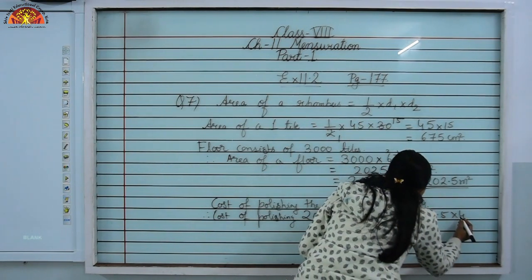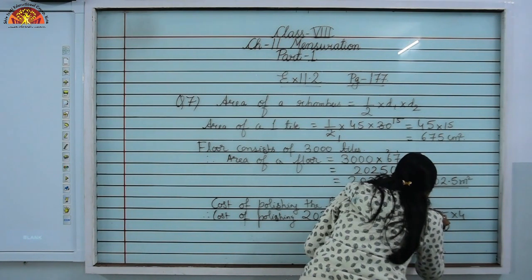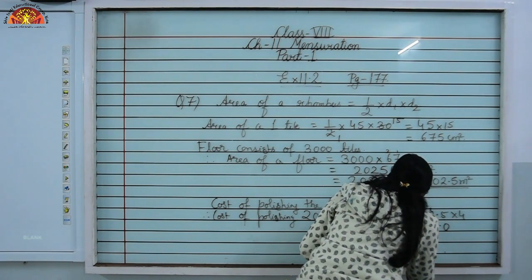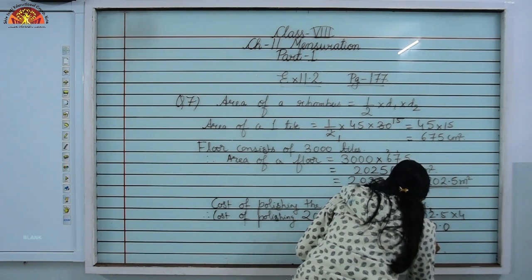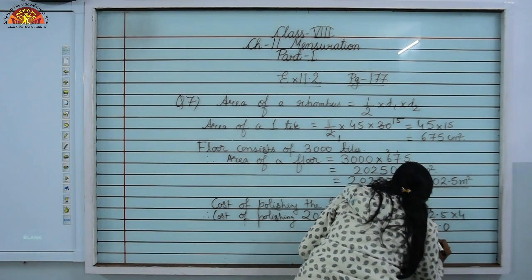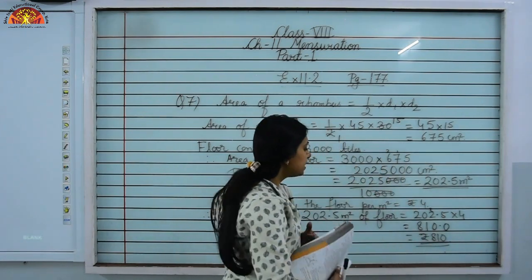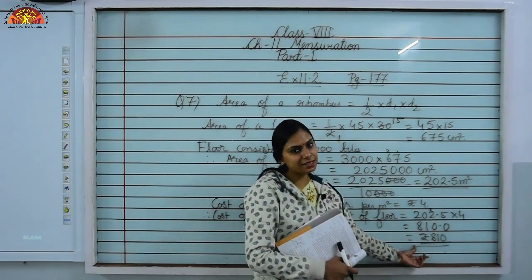So you can just calculate. 4 5s are 20, 4 2s are 8, plus 2 is 10, 4 2s are 8, so that is rupees 810. So the cost of polishing the floor is equal to rupees 810.